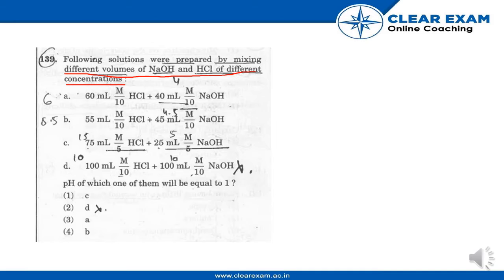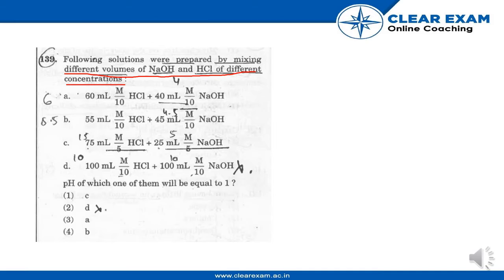A. 60 ml of M/10 HCl plus 40 ml M/10 NaOH. B. 55 ml M/10 HCl plus 45 ml M/10 NaOH. C. 75 ml M/5 HCl plus 25 ml M/5 NaOH. D. 100 ml M/10 HCl plus 100 ml M/10 NaOH.